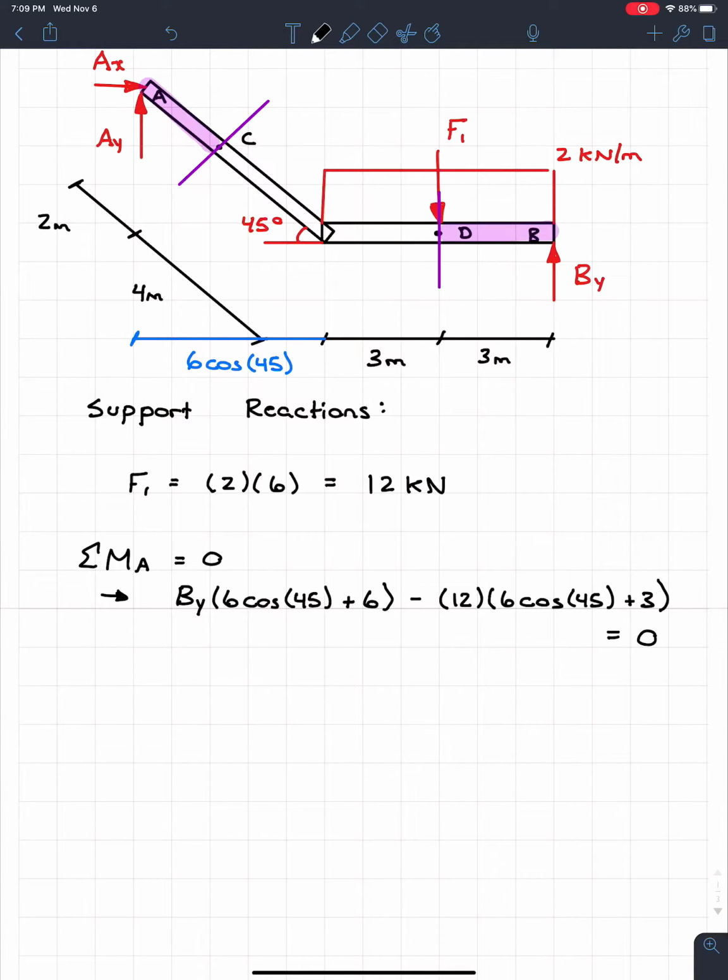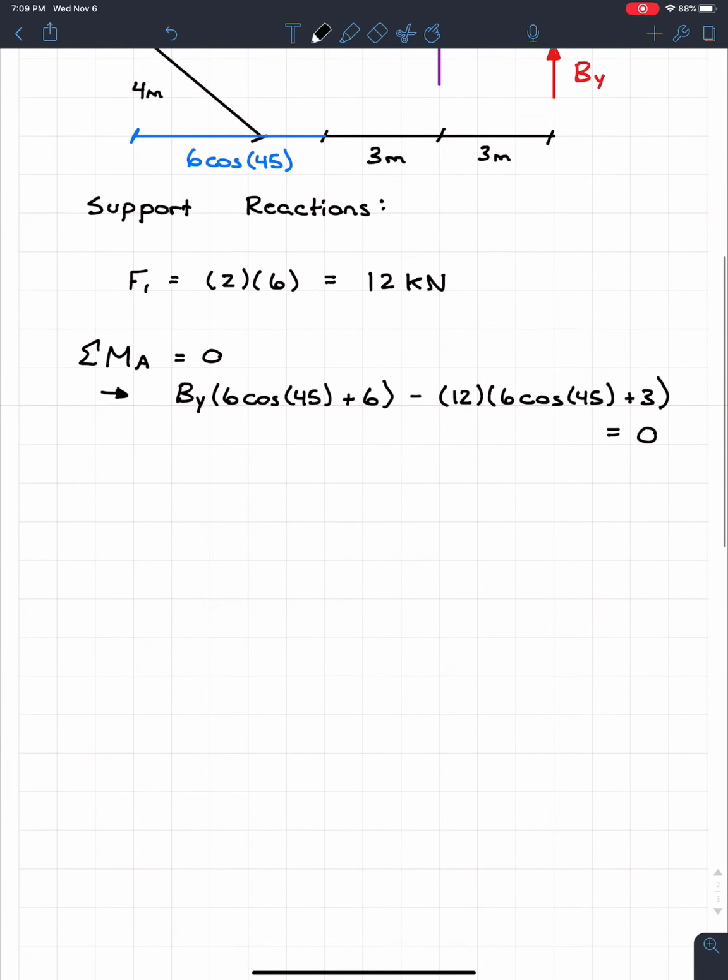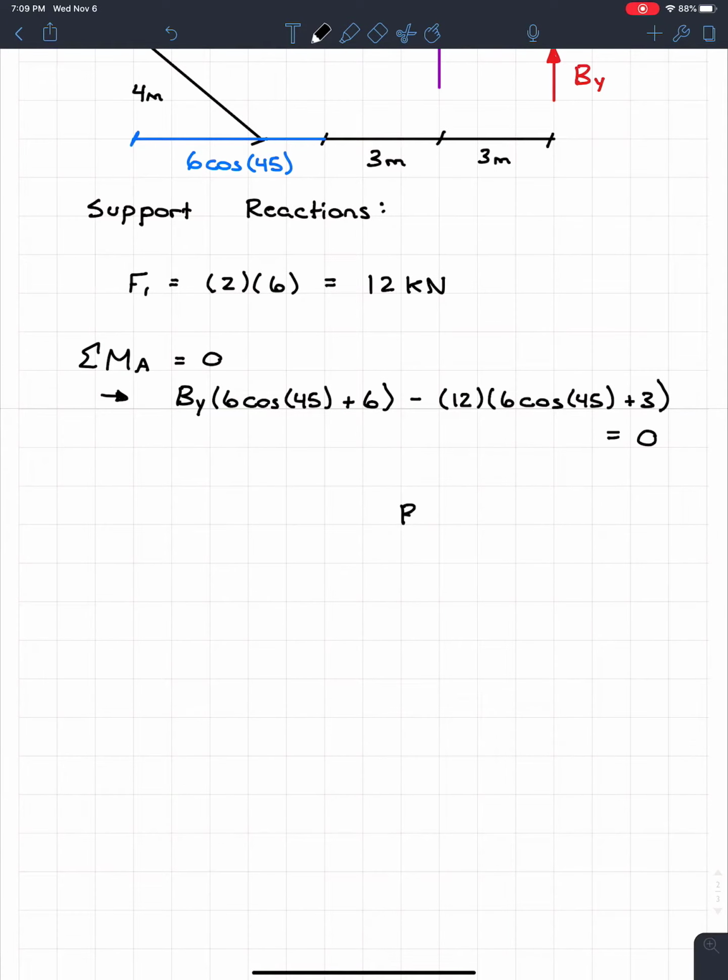So we just have two forces. Actually, not too bad. It's pretty simple. So when we solve, what we find is that BY is equal to 8.485 kilonewtons, and it's a positive answer, so our assumed direction of up is correct.